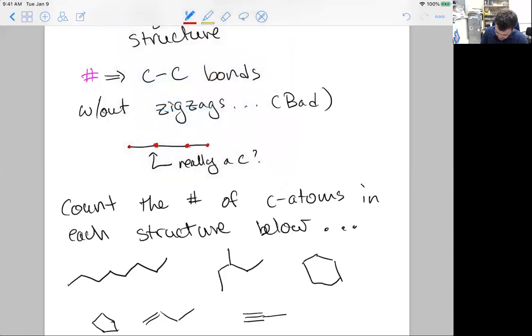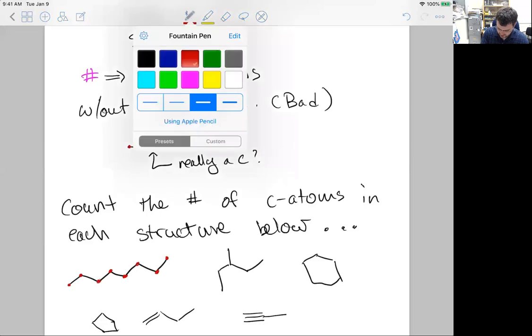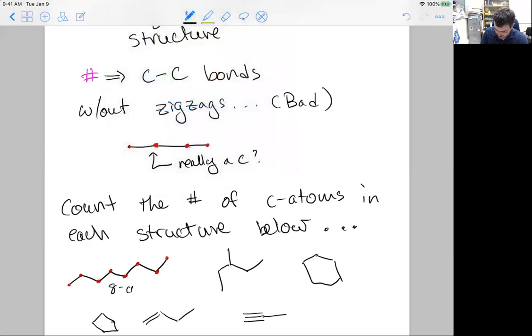I'm going to make a dot. So the edges of our molecules always end up being carbon atoms, and then every part where we change direction. So this looks a lot like butane, but it's longer. If we count 1, 2, 3, 4, 5, 6, 7, 8. So in this first example, I've got 8 carbons.